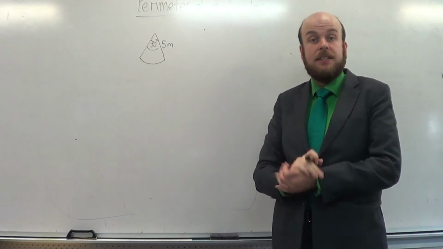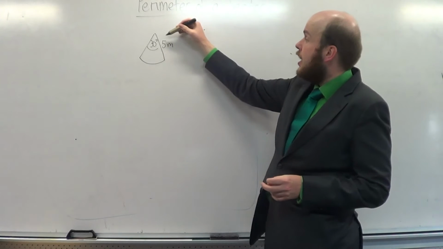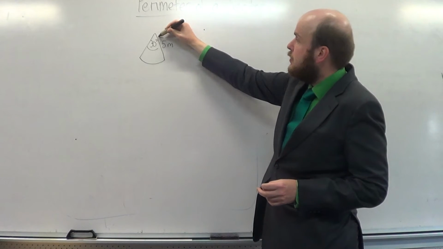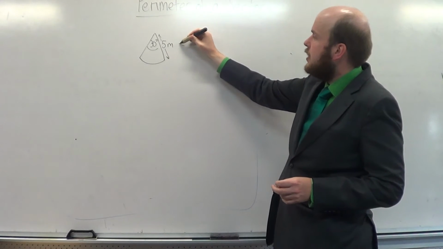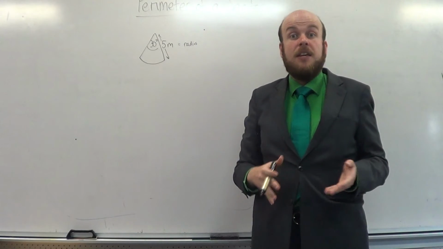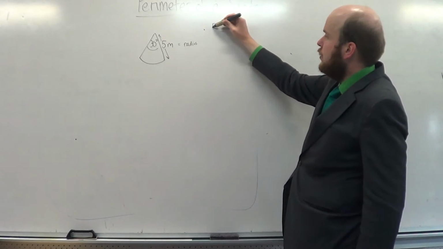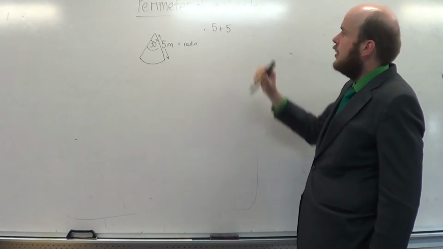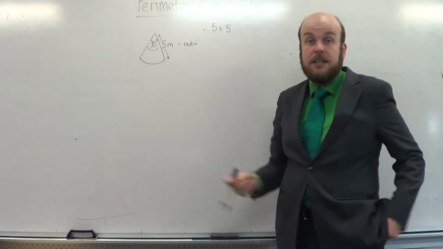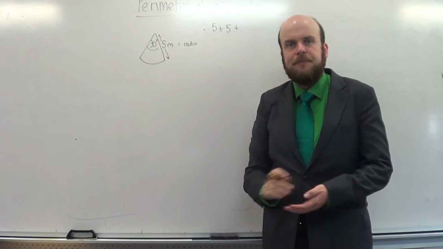We've been given a little sector here. It's a little slice, and we're told that that was 30 degrees, and this is 5 meters. And it's stated in the question here that 5 meters is the radius. We want to find out the perimeter of this section. Well, there's certainly 2 lots of 5, because there's that side and that side, that's the easy bit. Then we've got this section.